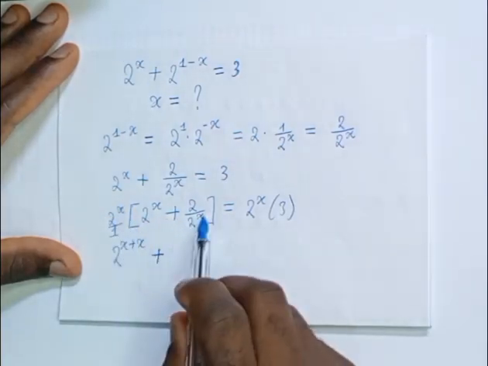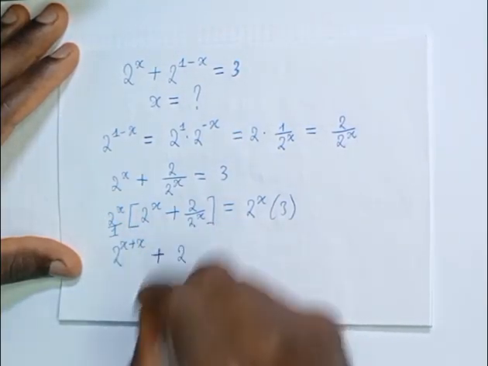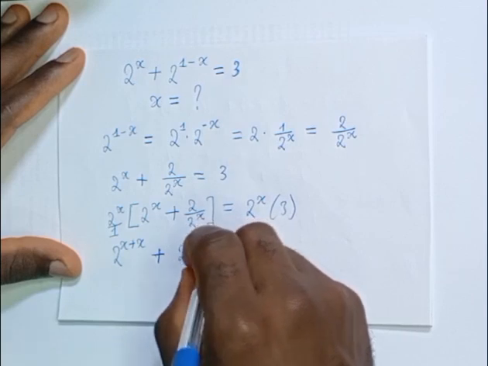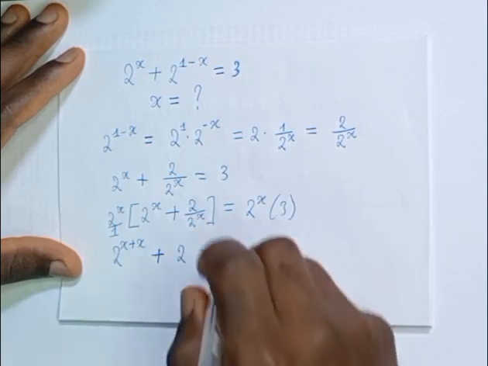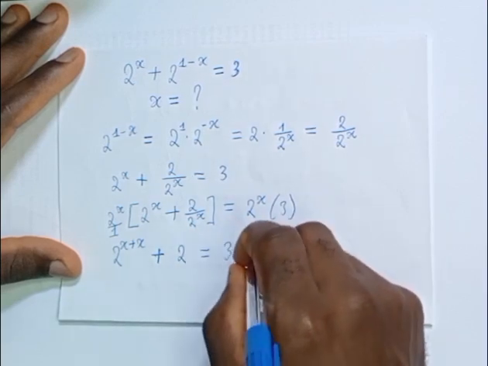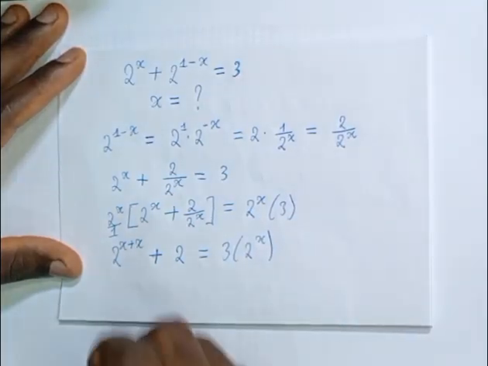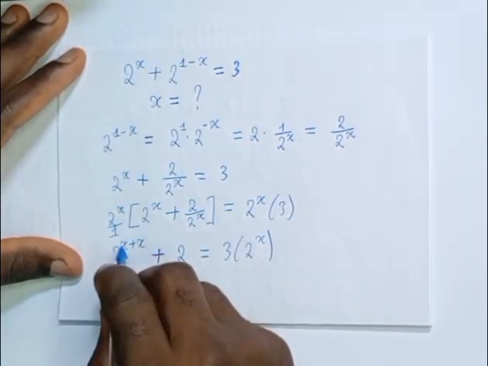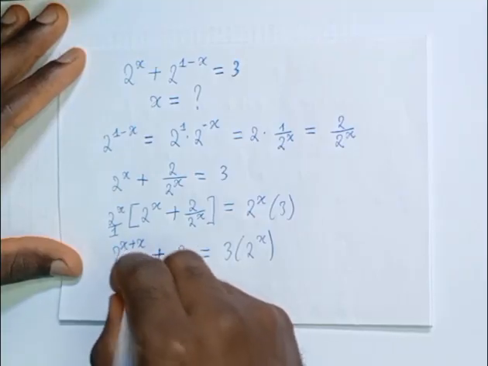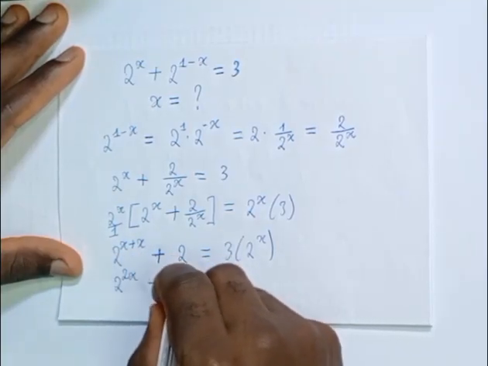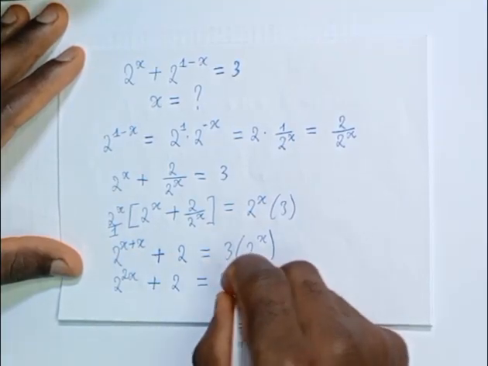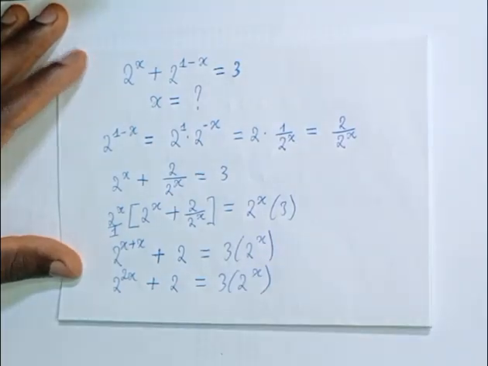You see that this and this will strike off. We'll be left with 2 is equal to 2 raised to the power x times 3 gives us 3 times 2 raised to the power x. We send out the constant. This will give us 2 raised to the power x plus x gives us 2x, plus 2 is equal to 3 times 2 raised to the power x.